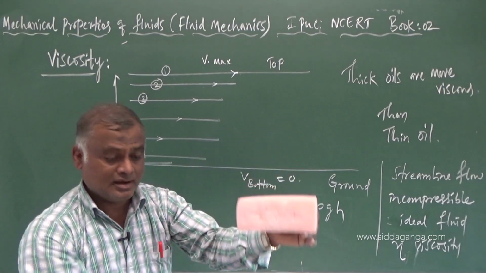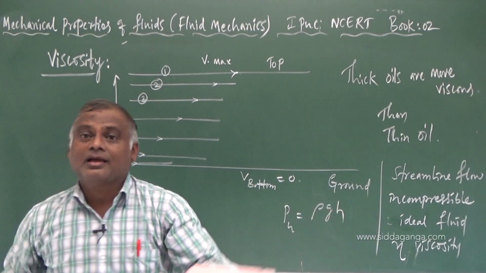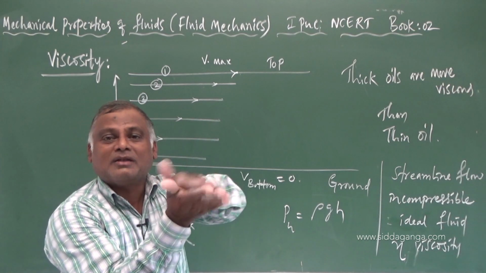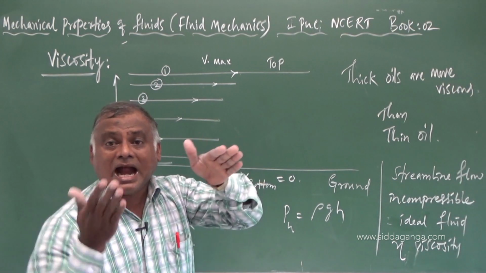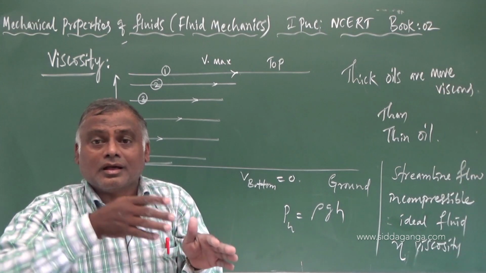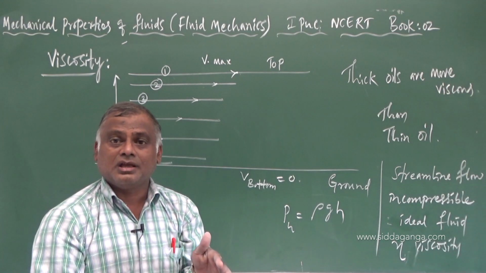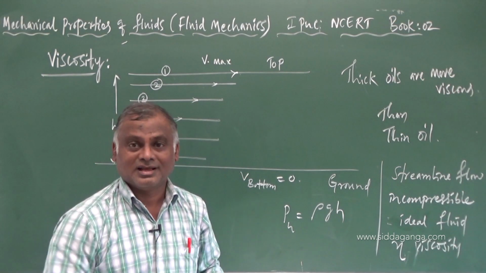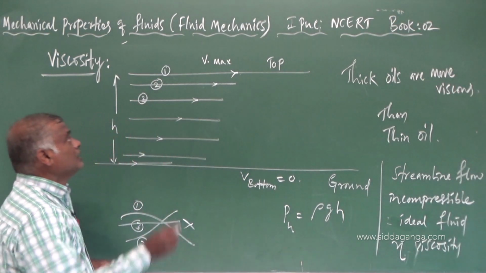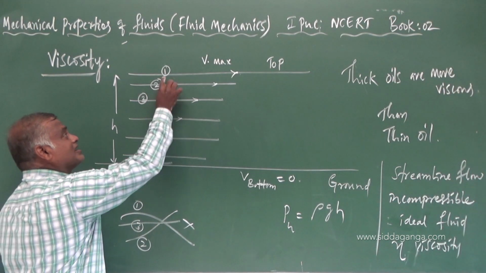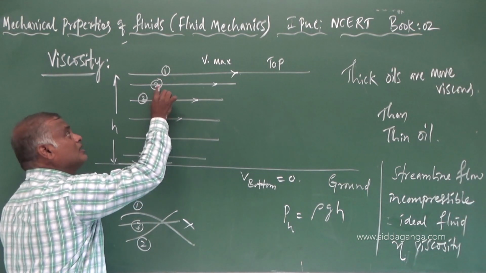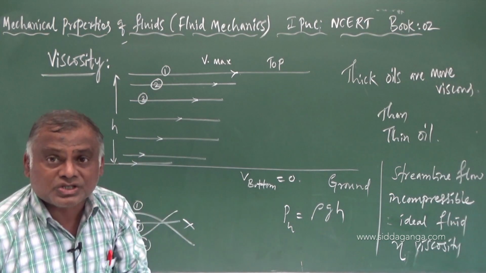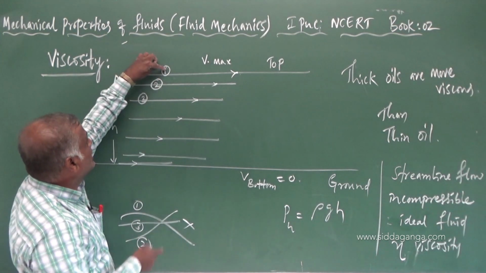ಸೆಕೆಂಡ್ ಲೇಯರ್ ಏನು ಮಾಡುತ್ತೆ? ಡ್ರ್ಯಾಗ್ ಮಾಡುತ್ತೆ, ಹಿಂದಕ್ಕೆ ಎಳೆಯುತ್ತೆ. There is some interlock between the adjacent layers, and that interlock will have a tendency to reduce the velocity of its adjacent layers. Now, students, the second layer is in contact with the first layer and the third layer. Therefore, the motion of the second layer is reduced by 1 and 3.